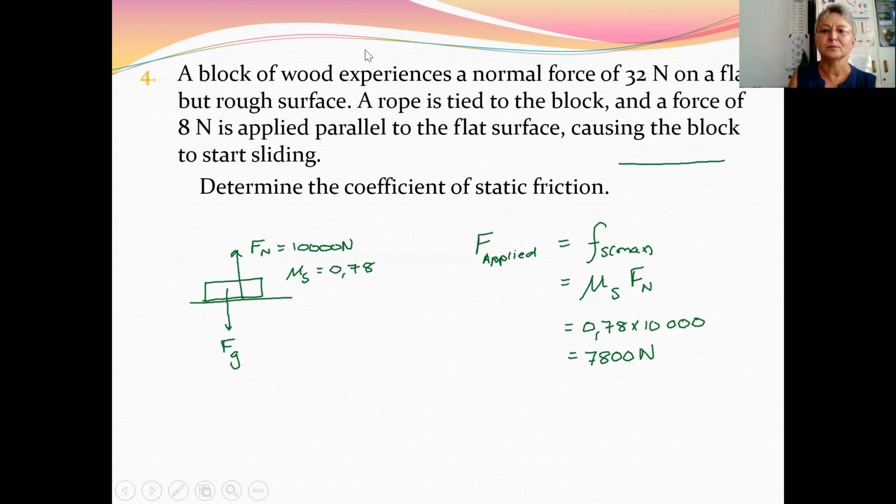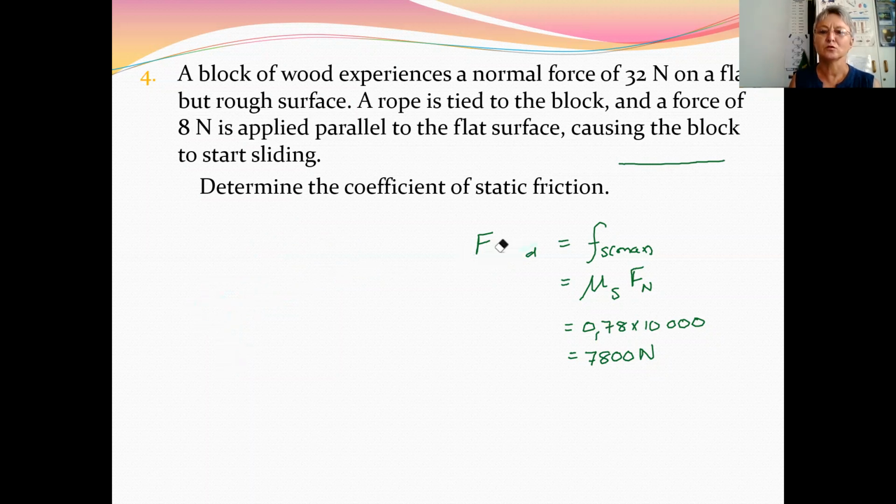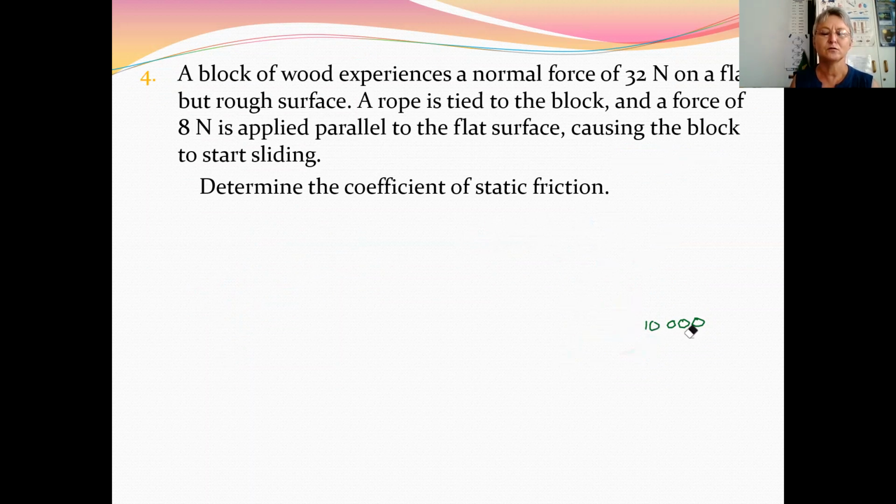The next example, example number 4, says a block of wood experiences a normal force of 32 newtons on a flat but rough surface. A rope is tied to the block and a force of 8 newtons is applied parallel to the flat surface, causing the block to start sliding. Determine the coefficient of static friction. Draw the sketch to represent the situation.